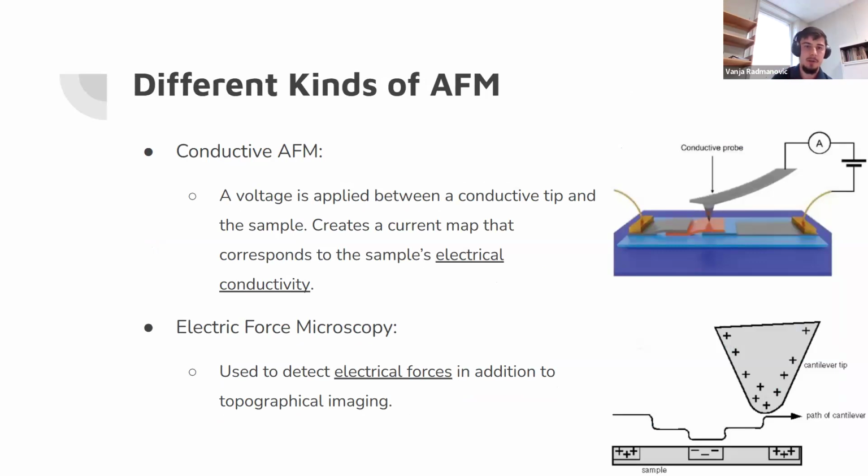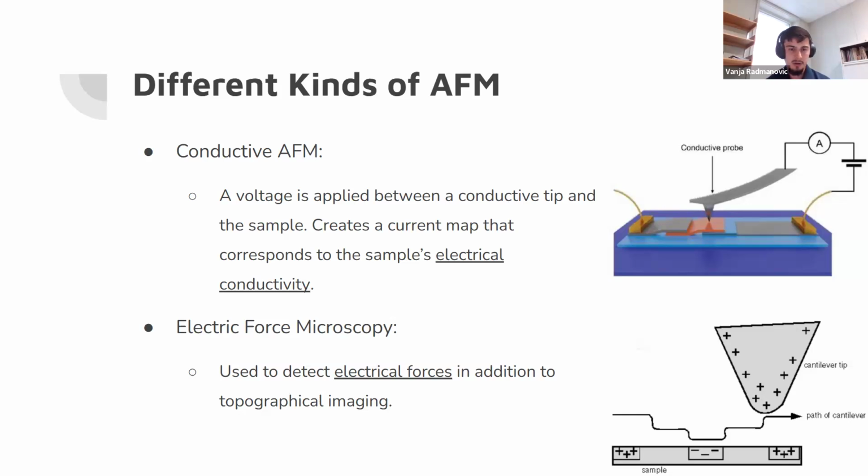One of the first ones to talk about would be conductive AFM, as the picture shows up there. It's simple: a voltage is applied between the conductive tip and the sample. And then, same as before, the tip scans across the sample. Not only do you get a topography image, but you can also see the electrical conductivity of different areas of the sample, because the current is constantly measured as it scans across the surface. So you can see the electrical properties of the sample as it moves across.